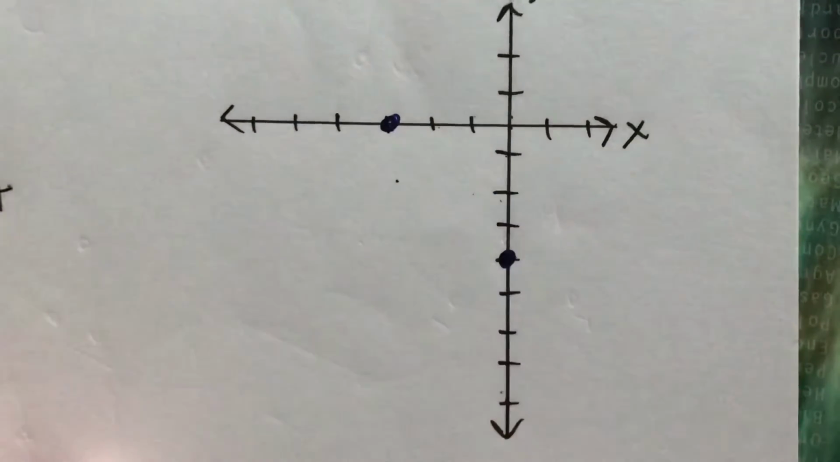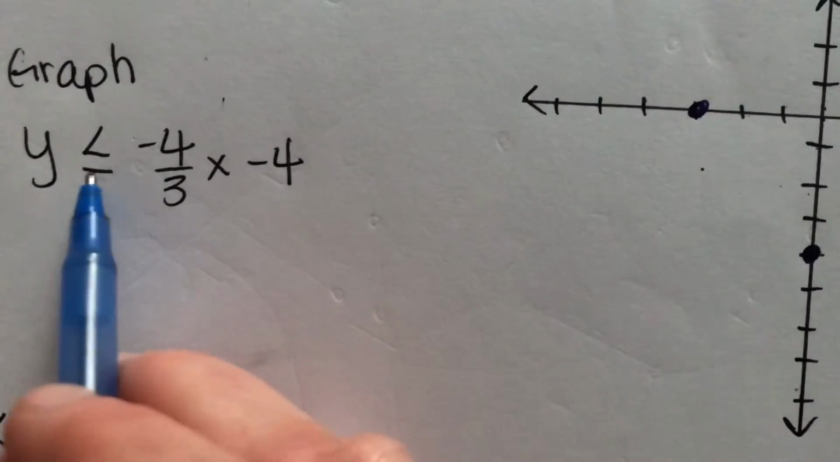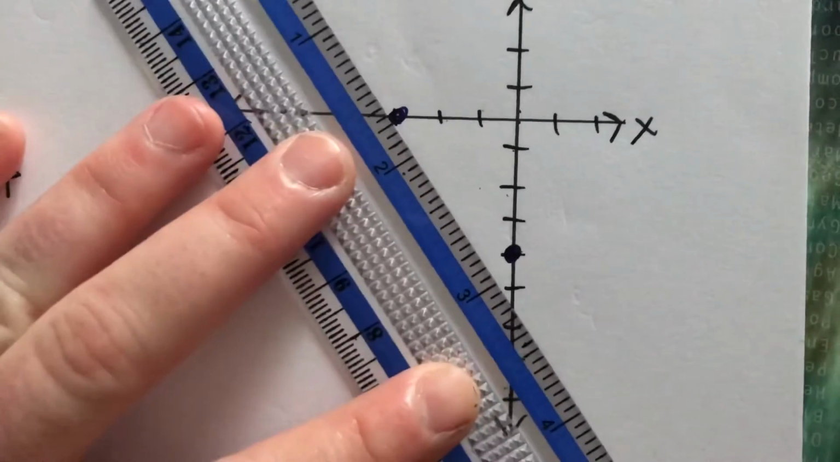So I have enough dots to draw my line. I'm going to sketch my line with my straight edge. My inequality symbol does have a line underneath, so my line on my graph is going to be solid.